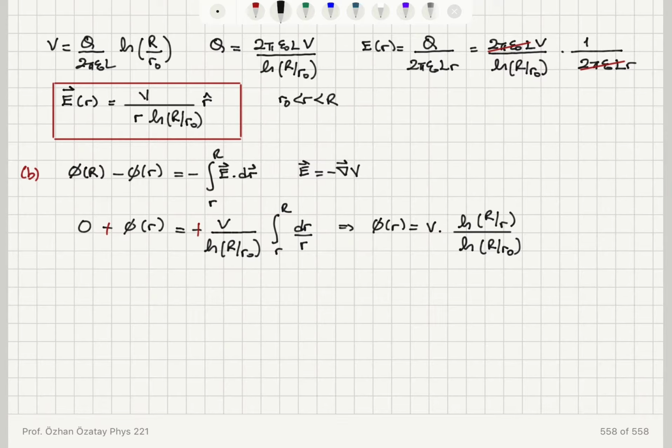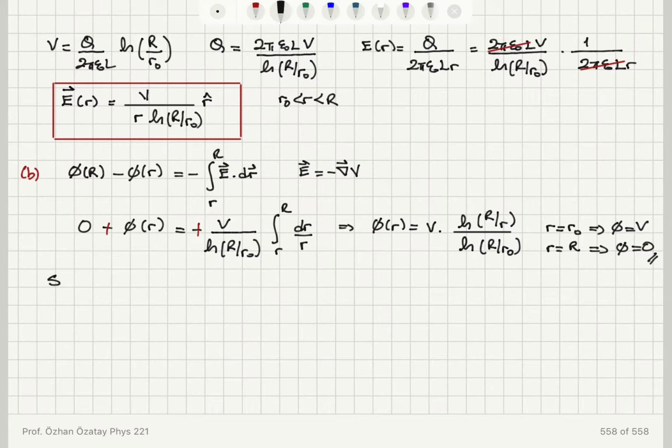So you can see that when r is equal to capital R, the potential is 0. When r is equal to R0, the potential is V. So let me check. When r is equal to R0, I will have natural logarithm of R over R0 divided by R over R0, so it will give me 1, so phi is going to be equal to V. When r is equal to capital R, on the other hand, I will have natural logarithm of 1 at the top, so the potential is going to be 0, so this checks. So this is the radial dependence of the potential.